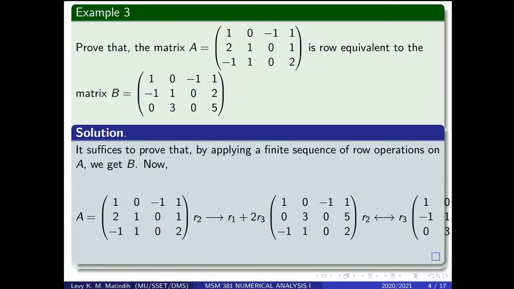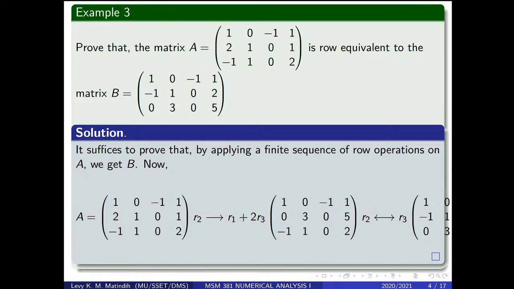Now, if you look at the matrix A and the matrix B, the first rows are the same. The only rows which are different from each other are row number 2 and row number 3. So row number 2 and number 3 in matrix B are different from row number 2 and number 3 in matrix A. Now, how can we move from matrix A to matrix B?